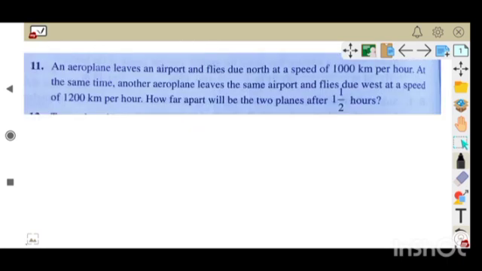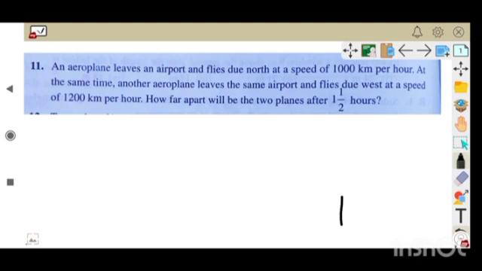Now we have question number 11. An aeroplane leaves the airport and flies due north at a speed of 1000 km per hour. At the same time, another aeroplane leaves the same airport and flies due west at a speed of 1200 km per hour. How far apart will the two planes be after 1.5 hours?